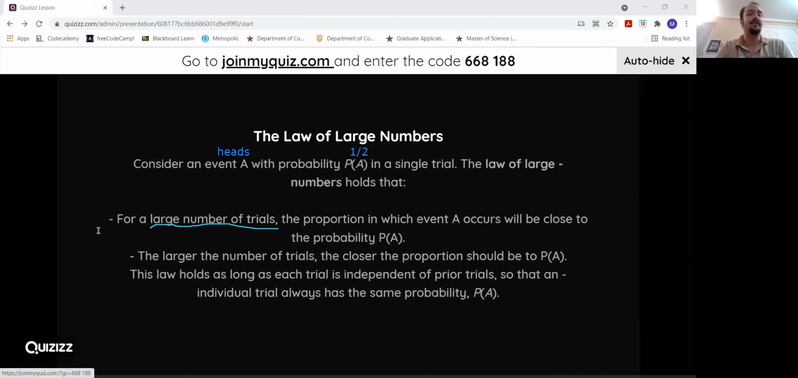For a large number of trials, the proportion in which an event A, so the event of getting heads, will be close to 1/2. So if we do a lot of trials, the observed probability or the relative frequency should be getting close to the theoretical probability. The larger the number of trials, the closer it should get to that 1/2. And individual trials always have that same probability of 1/2.